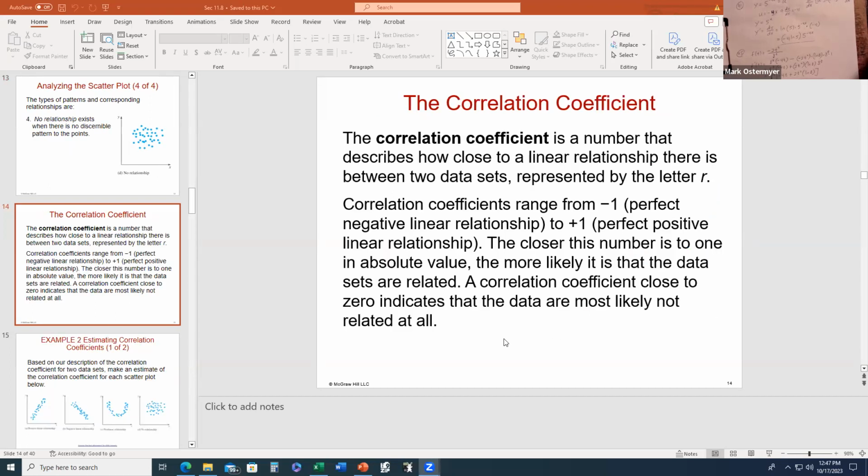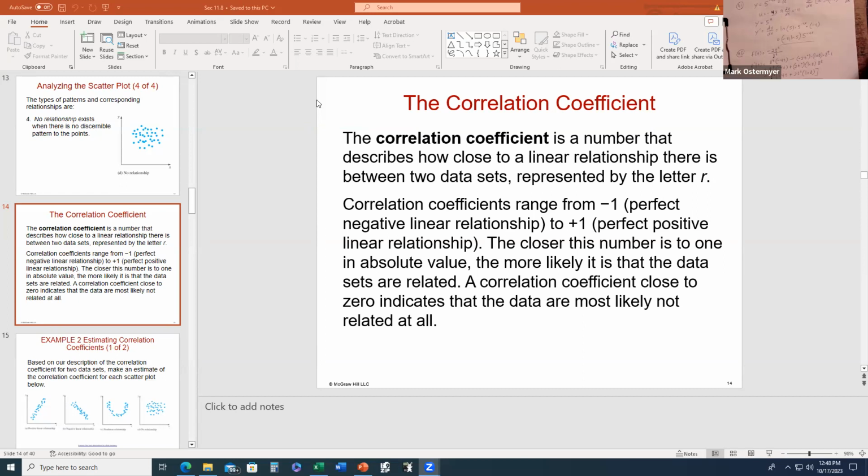All right, now let's get more serious about this correlation between the X and Y data. In fact, we're going to become more mathematical about it. Ladies and gentlemen, the correlation coefficient that exists between an X and Y ordered pair data set is a number that describes how close to a linear relationship there is between the X and the Y data. And this statistic is represented by the letter R. So they use the lowercase letter r to represent the correlation coefficient in statistics, okay?